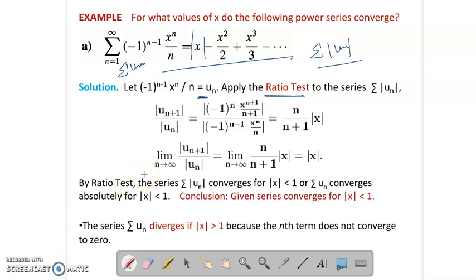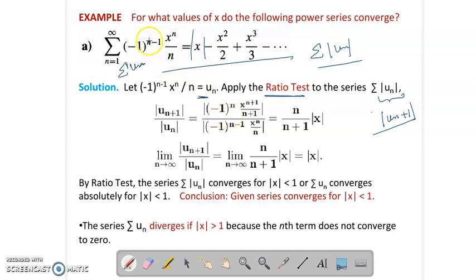Now when you apply the ratio test, the nth term of this series is mod of u_n, and the (n plus 1)th term of the series will be mod of u_(n+1). So you take the ratio of the (n plus 1)th term and the nth term. So consider mod of u_(n+1) upon mod of u_n, which will be equal to, so this is the (n plus 1)th term derived from here.